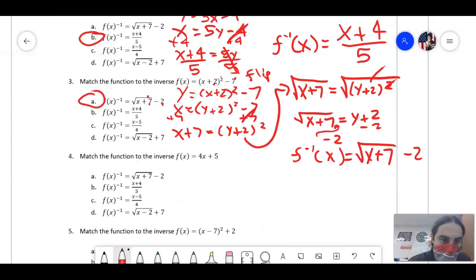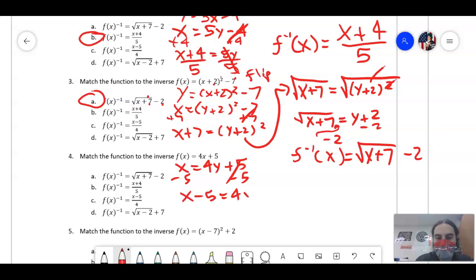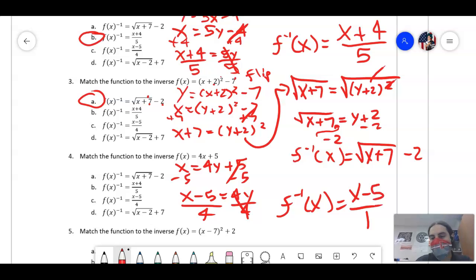All right, number 4. Once again, I'm going to turn this into a y and flip them in one step, and then start solving it. So get rid of the loner, minus 5, and get rid of that 4, divide. So the inverse is x minus 5 over 4. Letter C.